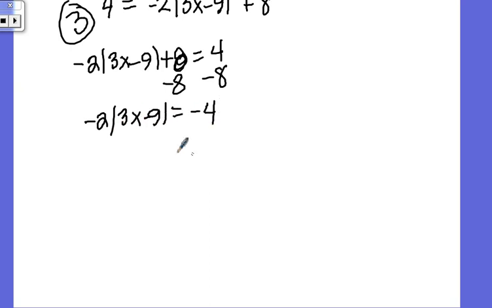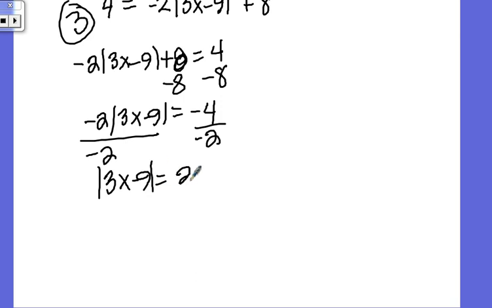Equals -4. Now you might be a little worried, but Mrs. Frame, absolute values can't equal a negative. Well, you're right about that, but I still have to move this -2. So we get absolute value of 3x minus 9 equals +2. Since it equals a +2, we can go ahead and solve it, and we're going to solve it twice.